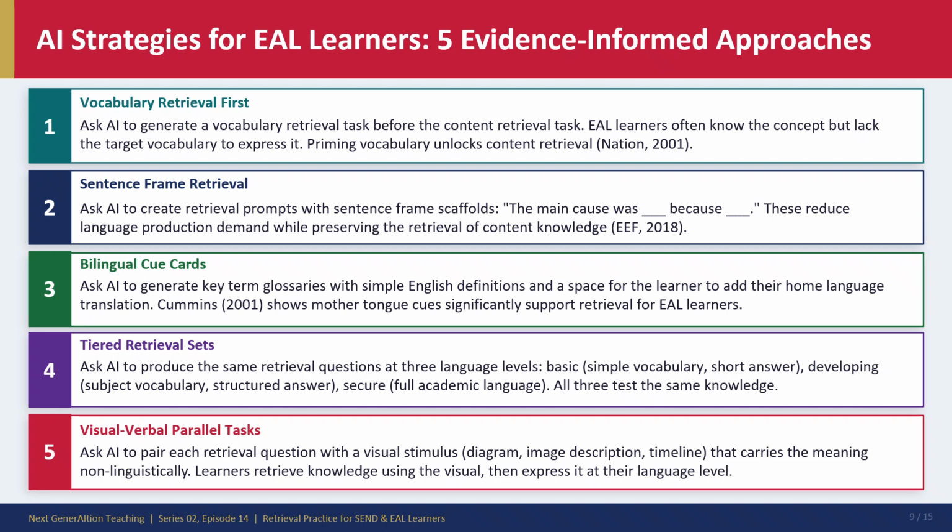Strategy 5 is visual verbal parallel tasks. Ask AI to pair each retrieval question with a visual stimulus, a diagram, an image, a description, a timeline that carries the meaning non-linguistically. The learner retrieves knowledge using the visual, then expresses it at their language level. This is dual coding applied specifically to the EAL context.